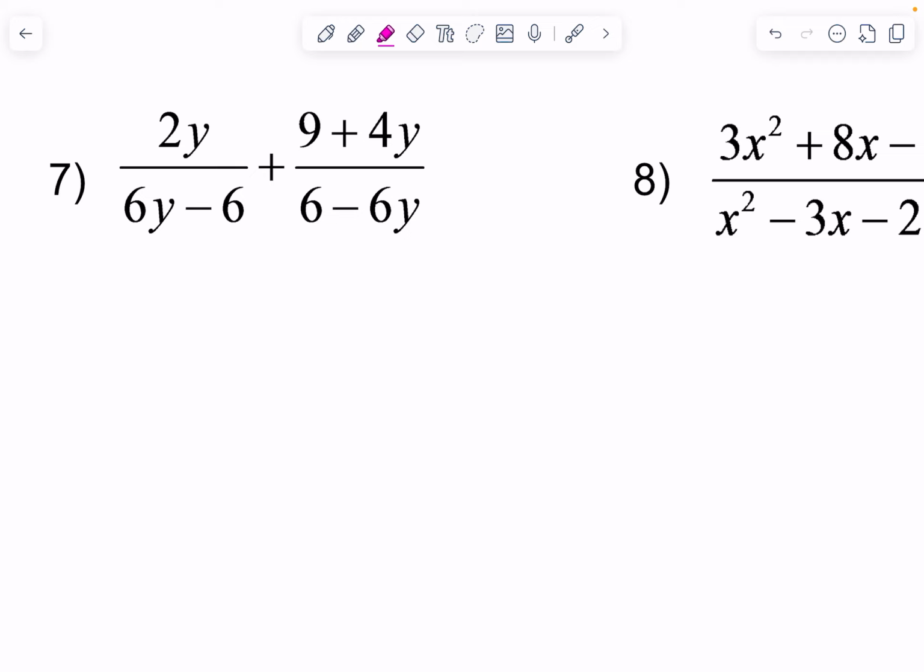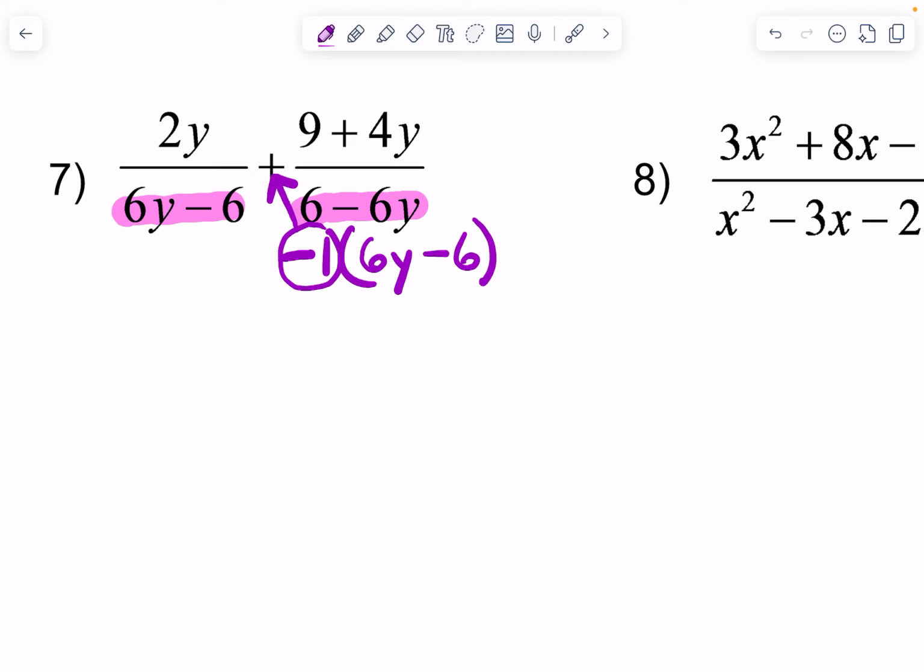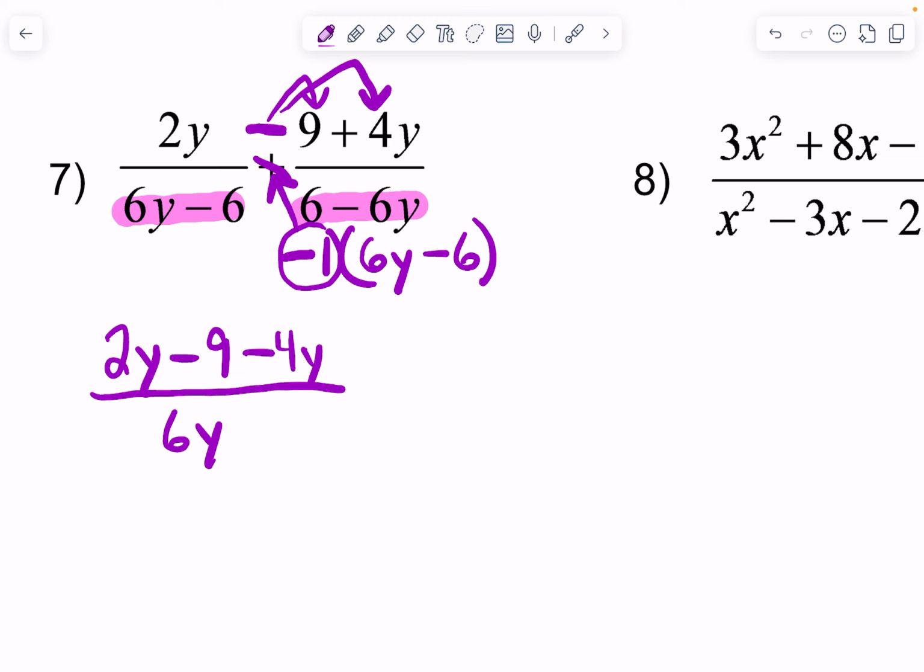Okay, notice 6y minus 6 is different than 6 minus 6y. So let's go ahead and factor out a -1 here from this denominator, creating now 6y minus 6. Go ahead and take this negative out, multiply it to this positive sign, and now there's a negative here that must be distributed. If you need to, rewind and watch that again. So now I've got 2y minus 9 minus 4y over 6y minus 6.